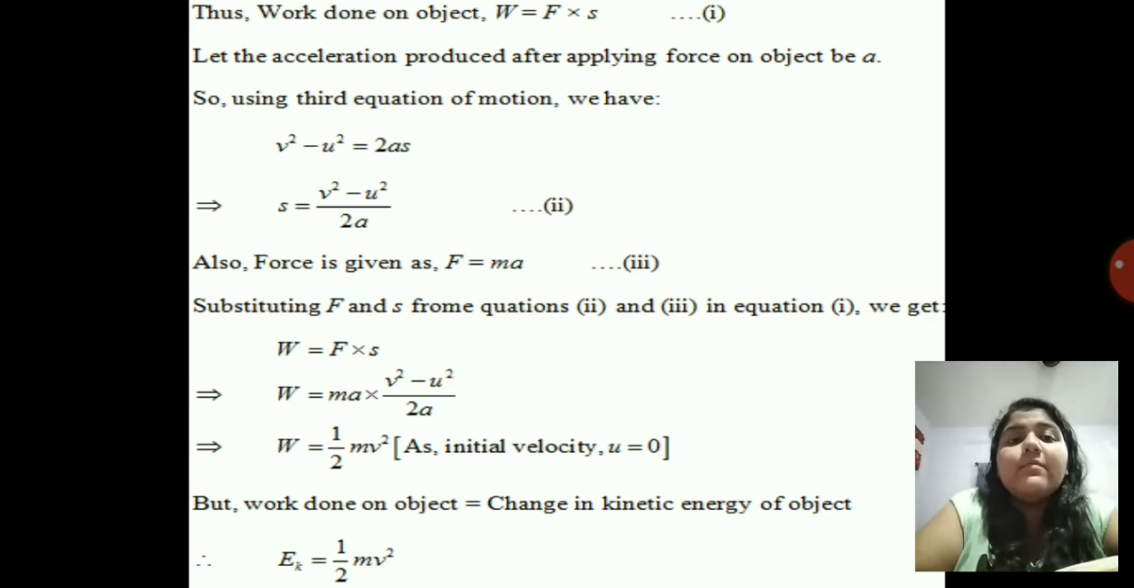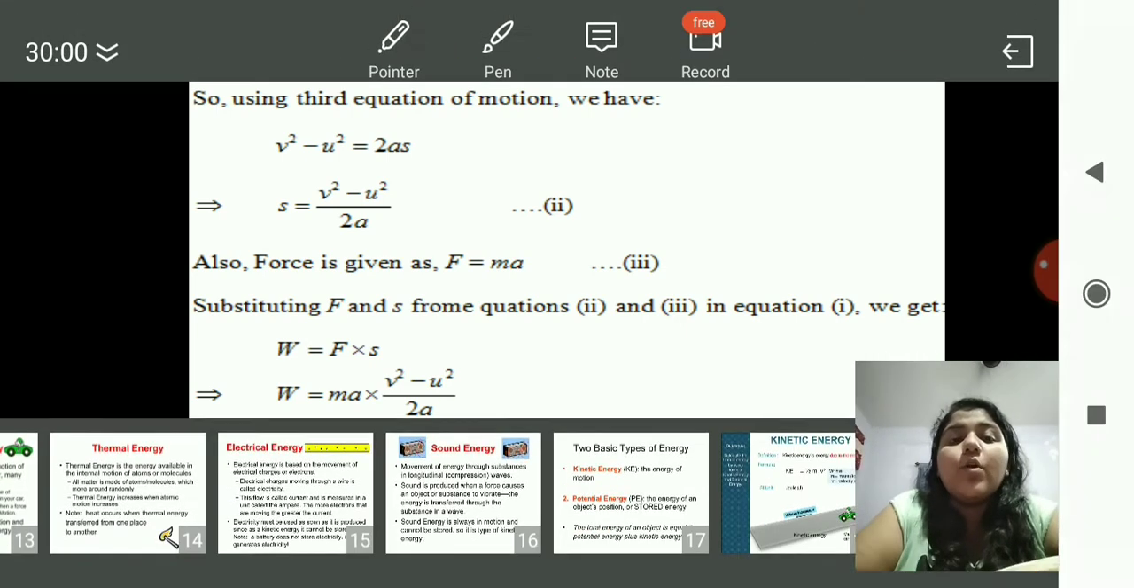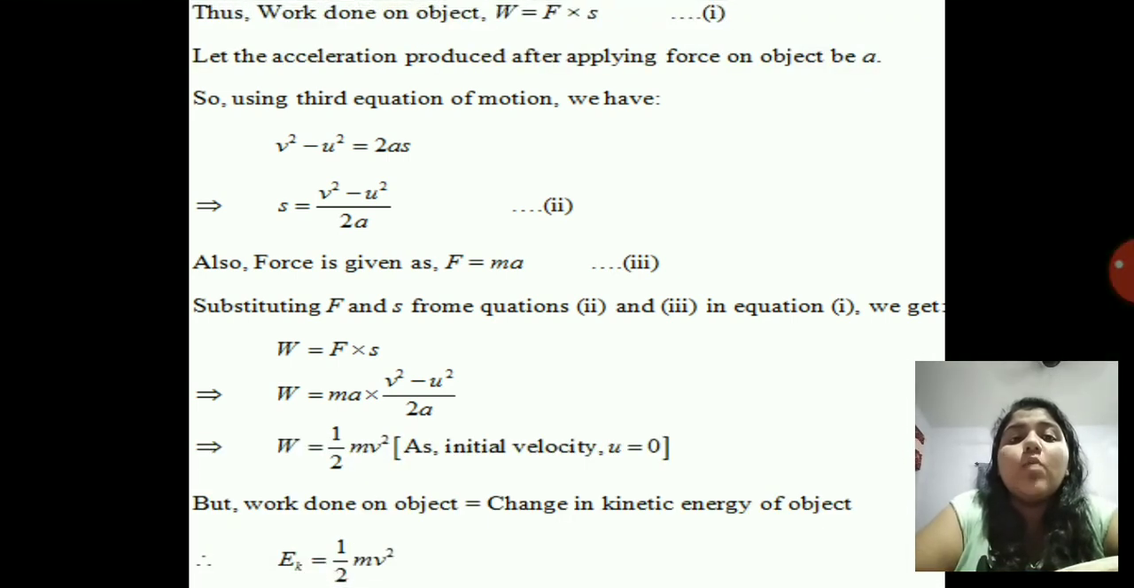m and v square remained. But the 2 also remained over here, correct? a got cancelled, but 2 is remaining over here. 2 is in the denominator, which means it is 1 upon 2. Correct? So W is equal to half mv square.